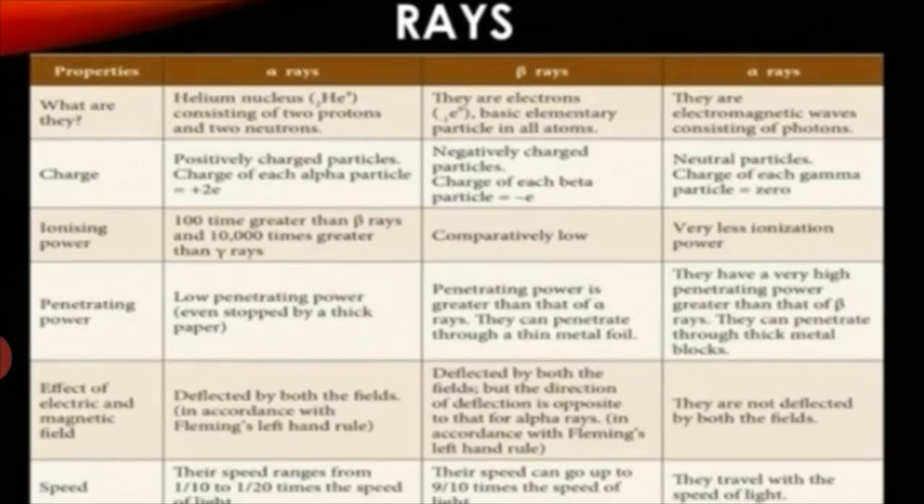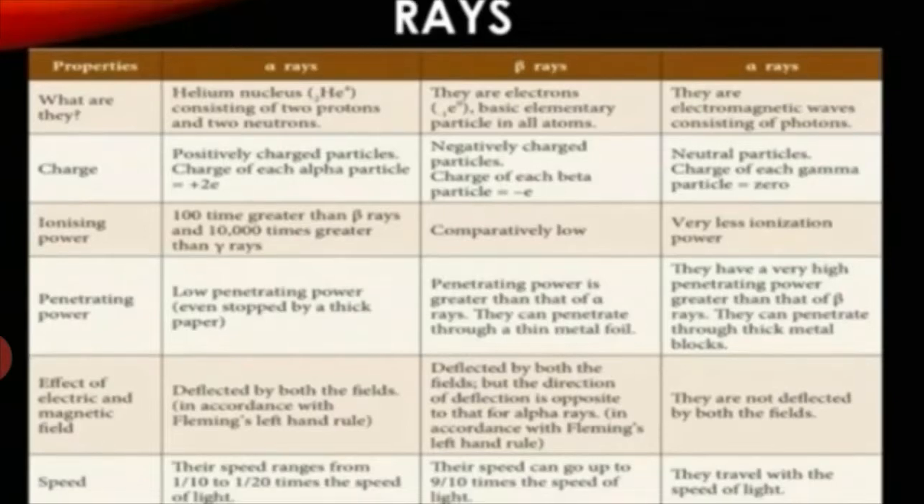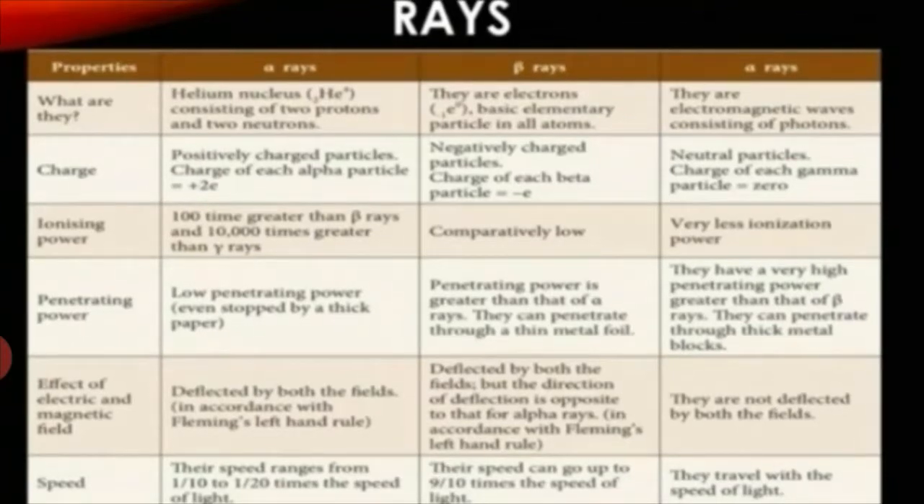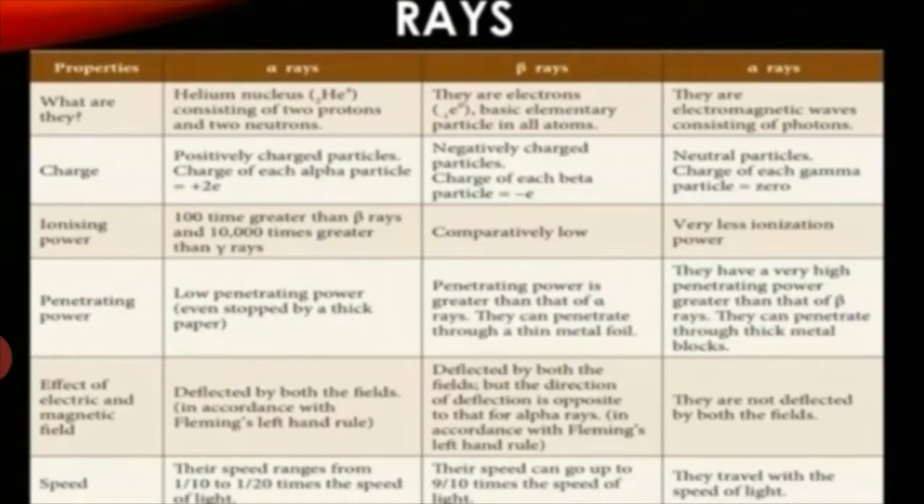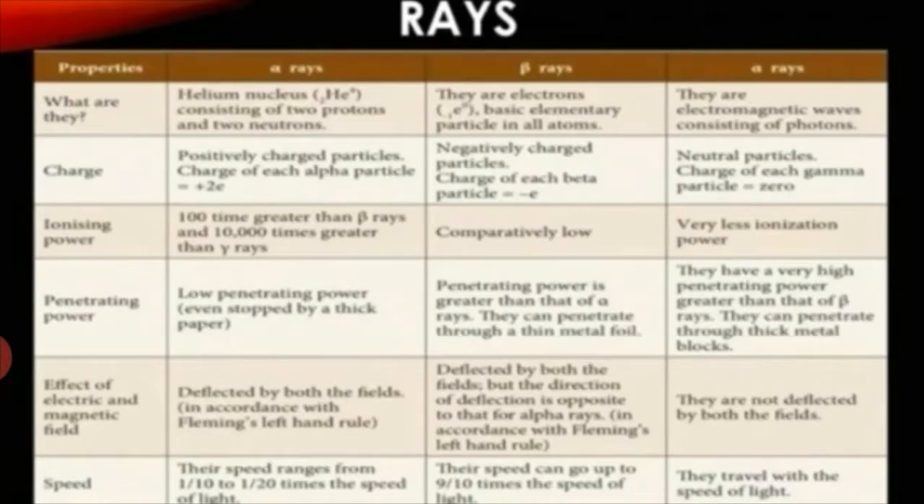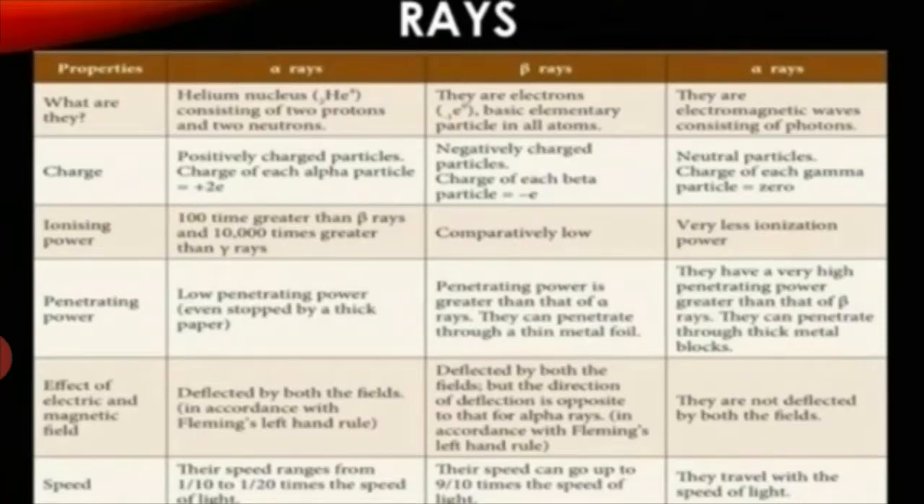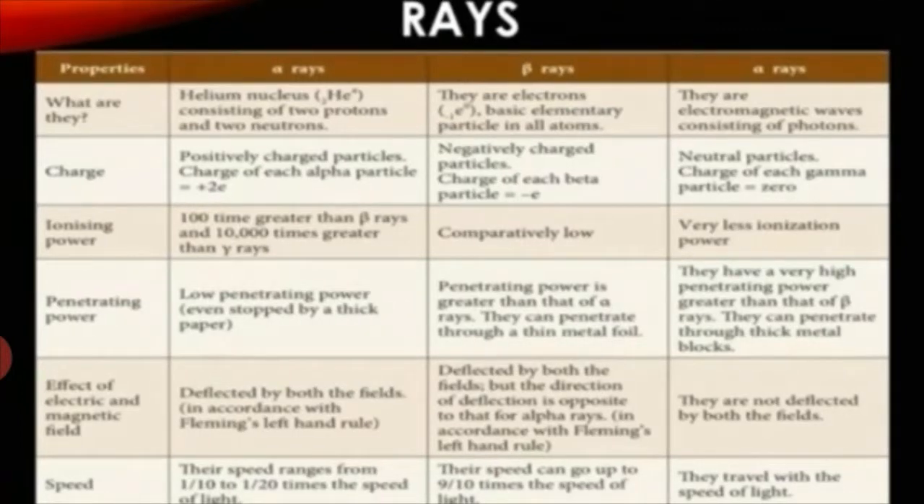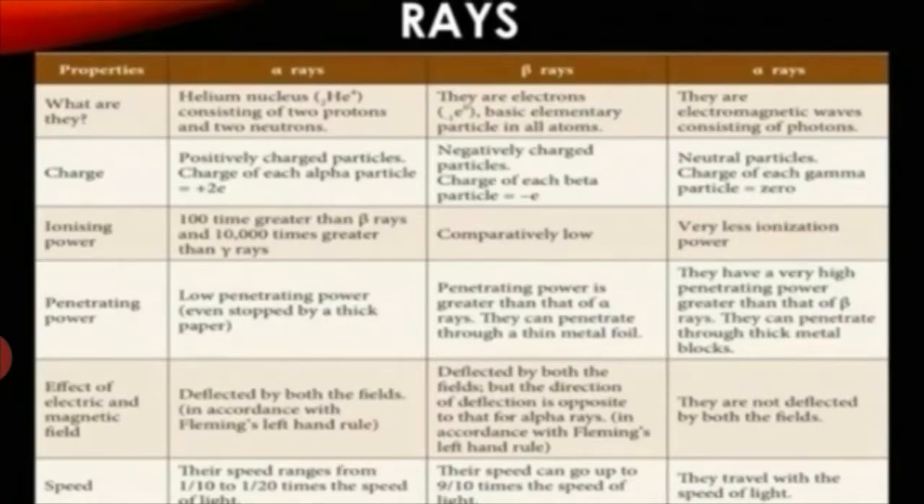Next property is the charge. Alpha rays are positively charged particles. Charge of each alpha particle is equal to plus 2e. Beta rays are negatively charged particles. Charge of each beta particle is equal to minus e. Gamma rays are neutral. Charge of each gamma particle is equal to 0.